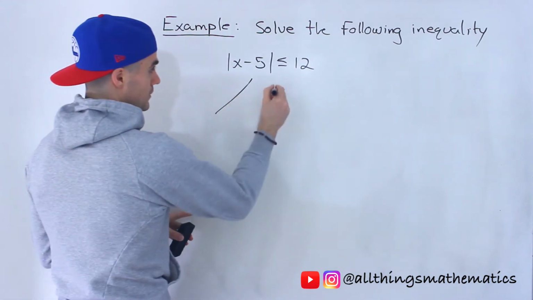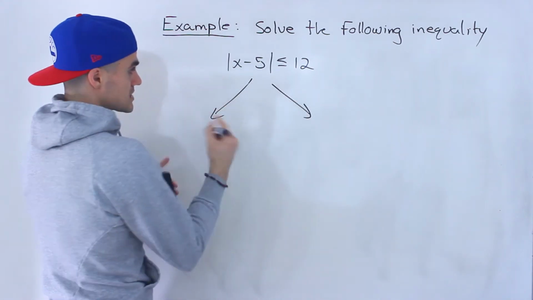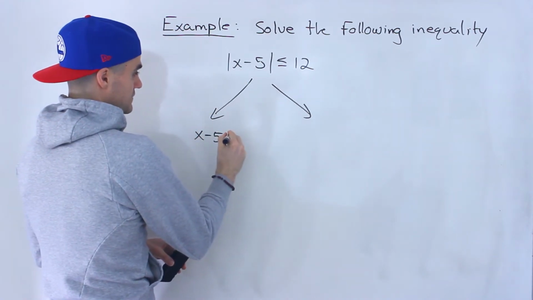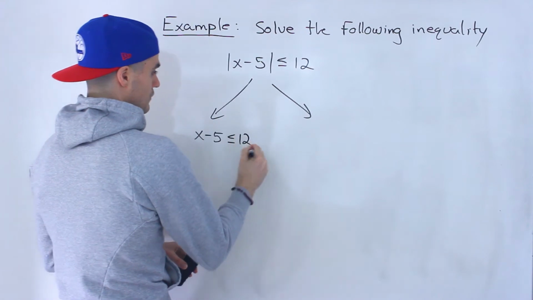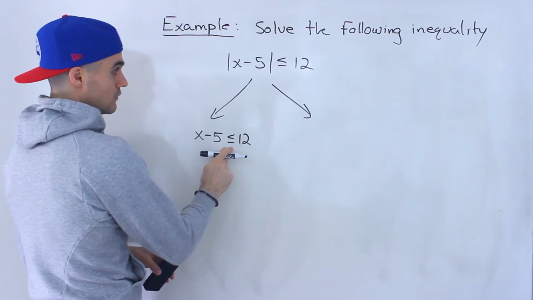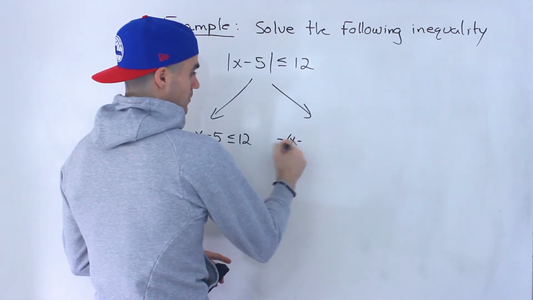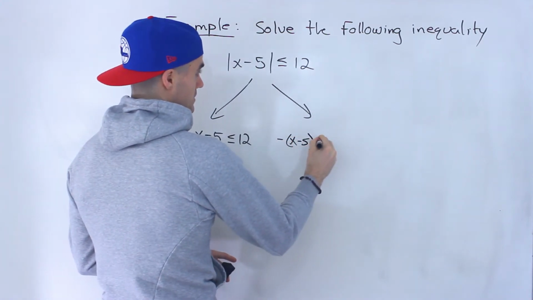Now with absolute value inequalities, what you want to do is split it up into two cases. So we can have x minus 5, find when that is less than or equal to 12. But if this becomes a negative value, then we multiply it by a negative 1, so that's another case here.